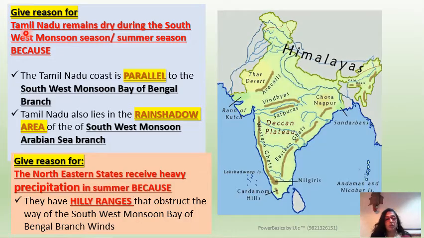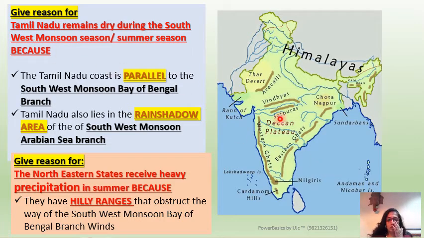Now, good question. Tamil Nadu remains dry during the southwest monsoon season, summer season, because always think of a map when you have to answer any question in geography. Any question, think of a map in your mind. That's why I keep putting maps in all my slides. Think of the orographic features. Think of the location of the region being spoken about. Think of what can be causing the monsoon or not causing rains there, and then give the answer.